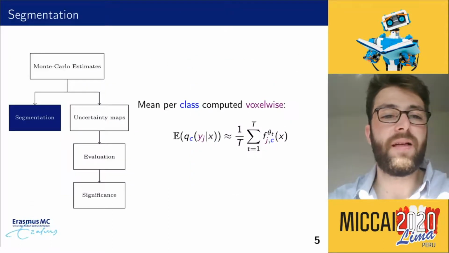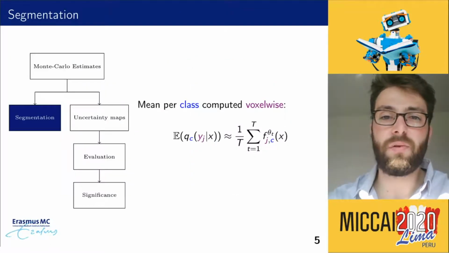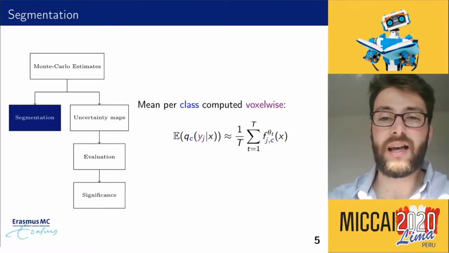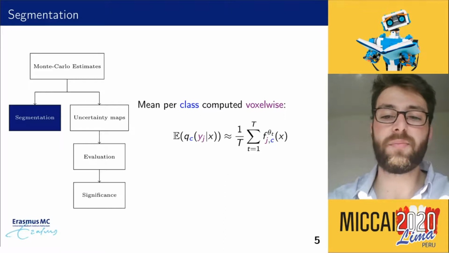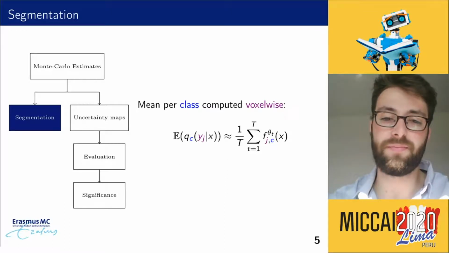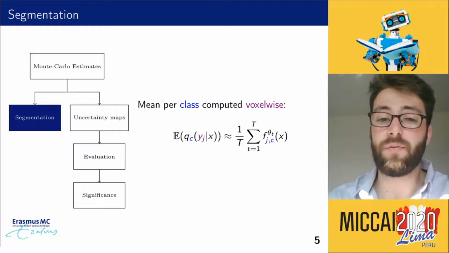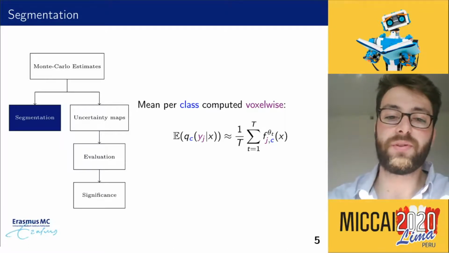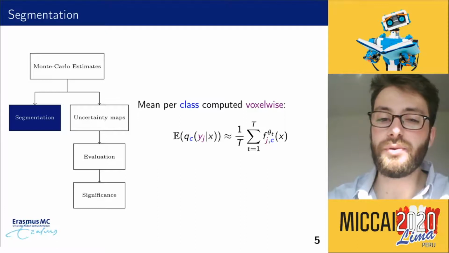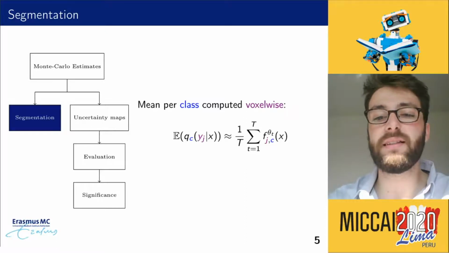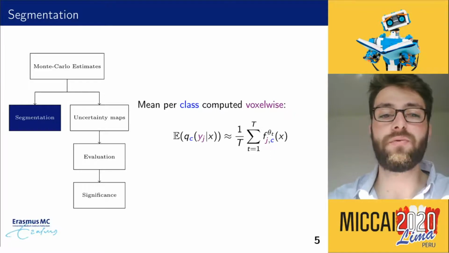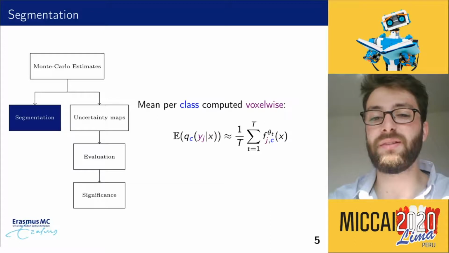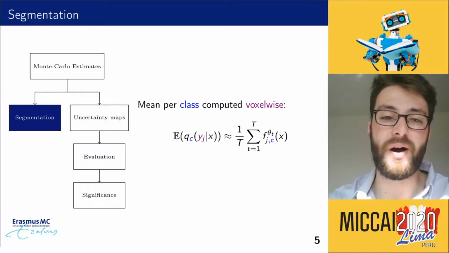Now that we have the method to obtain several estimates at test time, let's discuss how we can get a segmentation map from those different results. Per class at a voxel level, we estimate the output distribution by computing the mean of the outputs computed with the different weights sampled with dropout.